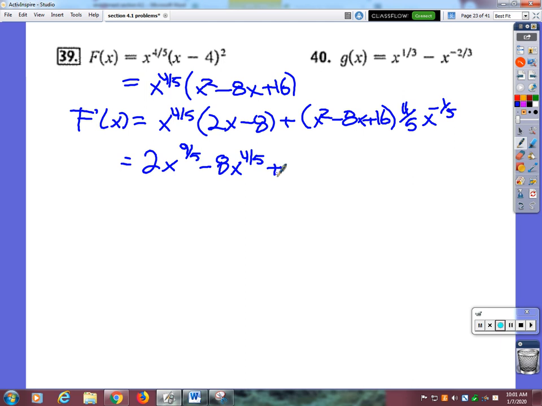plus, now I have to backwards distribute this. So that's 4/5 x to the, what? Ooh, this is convenient, somewhat surprising. What's x squared times x to the negative 1/5?